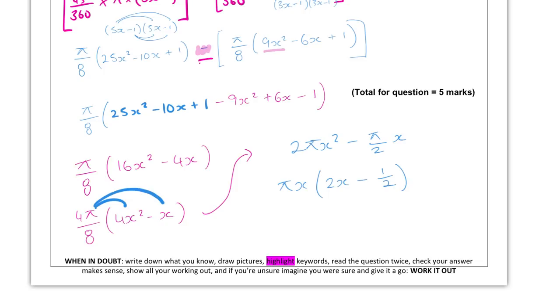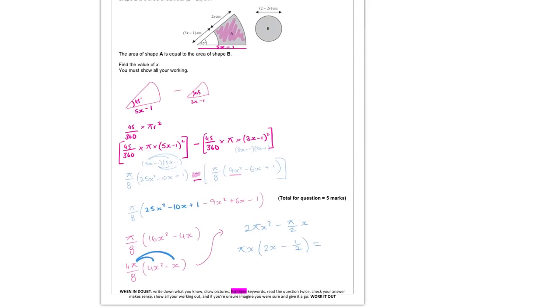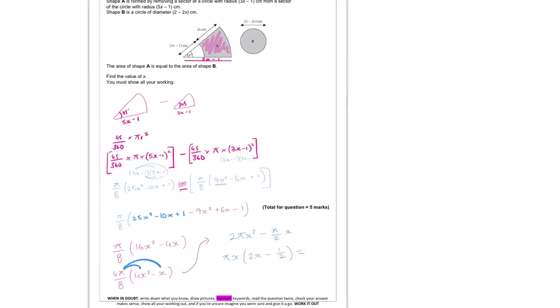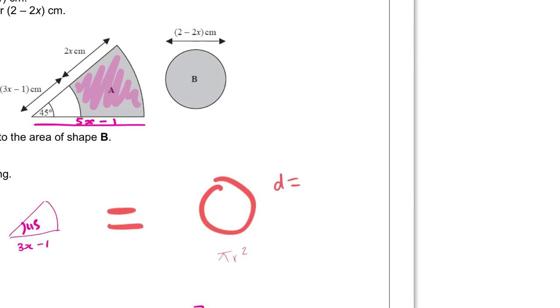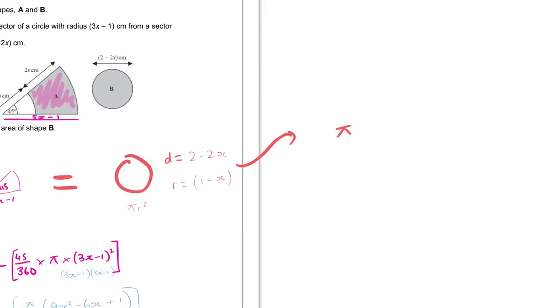Okay, so now I need to solve for x. What does this equal? This equals the area of the circle. Here we go. So this equals the area of the circle. How do I find the area of a circle? Yeah, pi r squared. If my diameter they've given us is 2 − 2x, what's my radius? 1 − x. Okay, so let's do that over here because we need this for the next part.